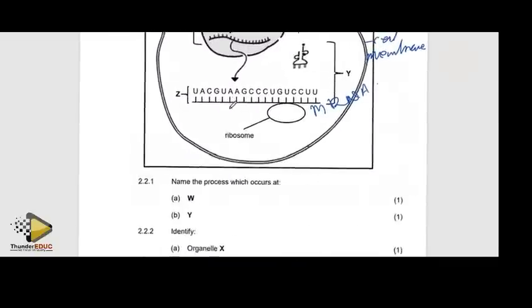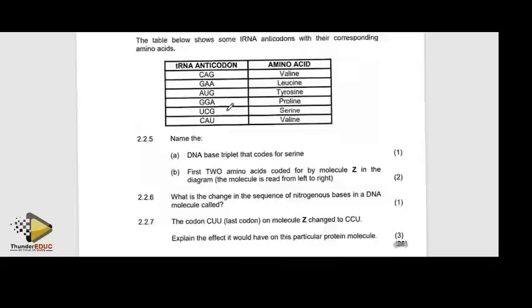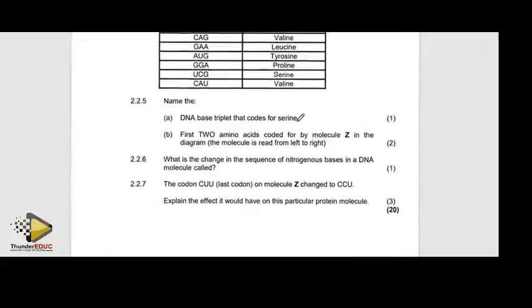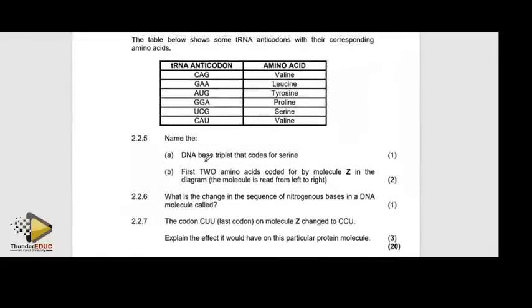Then another question is: the DNA-based triplet code for serine. Serine is here, but they are looking for DNA. So now we have to convert this two times, because we have tRNA, we have to change it to messenger RNA, and then we go to DNA.